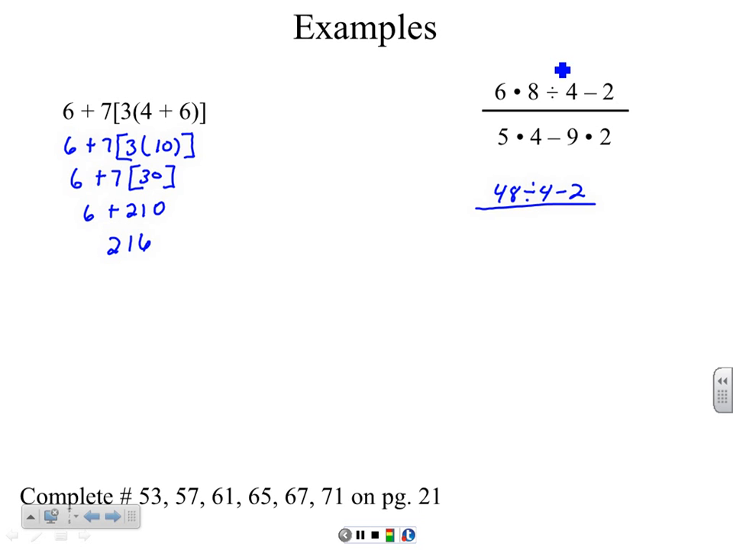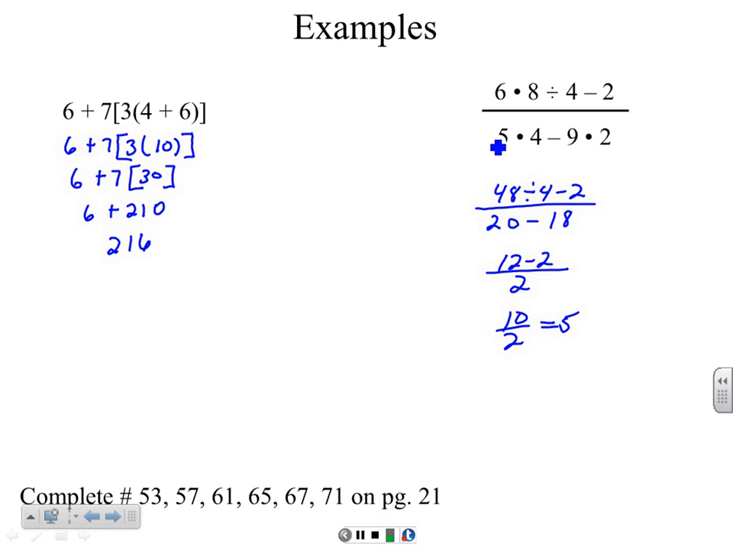On bottom, I can do the multiplication before the subtraction. So we're going to have 20 minus 18. And so if we go back up to the top, we'll take care of that division. 48 divided by 4 is going to be 12 minus 2. And we can go ahead and do the subtraction on the bottom, 20 minus 18, which is going to be 2. And then go back up to the top and do that subtraction, and we have 10 divided by 2, which is going to be 5.